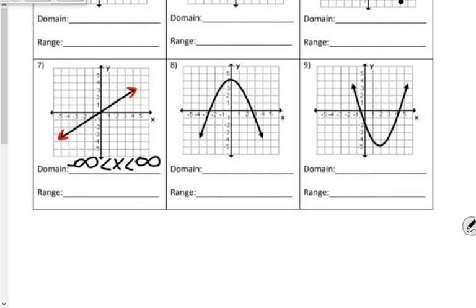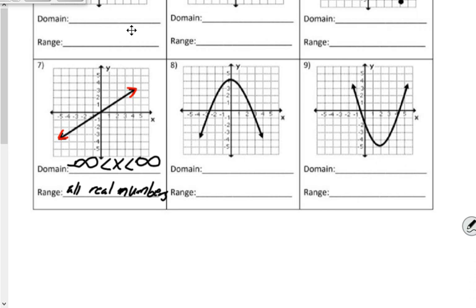Alright? You could do the same thing with the y. You could say that negative infinity is less than y, which is less than positive infinity, or you could say that it is all real numbers. I was about to put an M there. Okay? They are both technically correct.